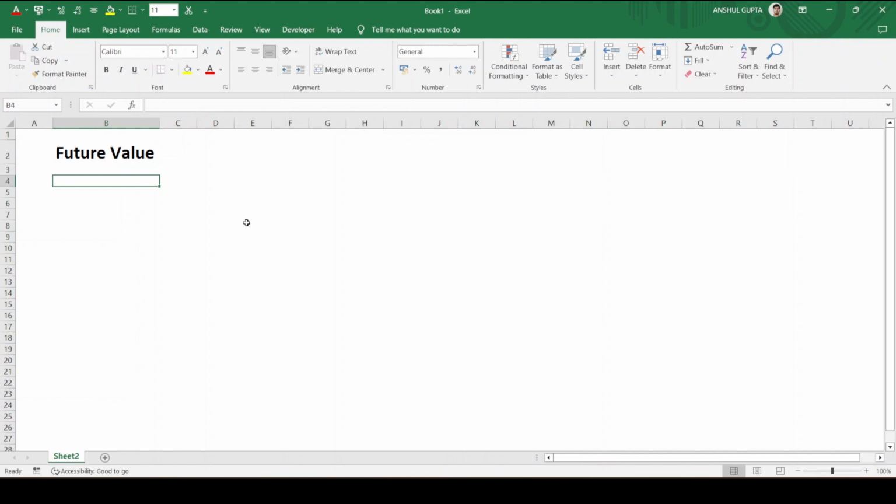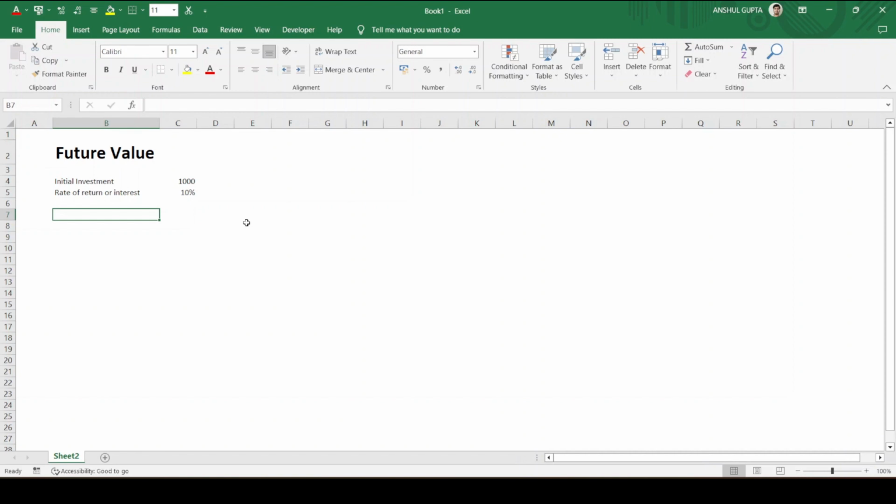So we can start understanding this by taking some hypothetical assumptions. Let's suppose we have an initial investment of, let's say, 1,000 rupees, and the rate of return or interest. Let's take this as 10%. Press enter, and moving forward, what if I ask you what is going to be the value of this 1,000 rupees after 1 year?